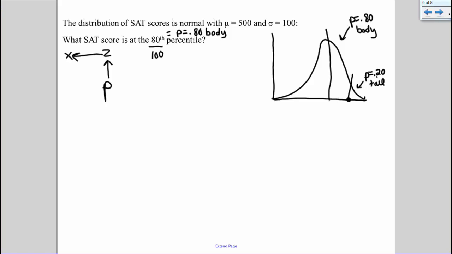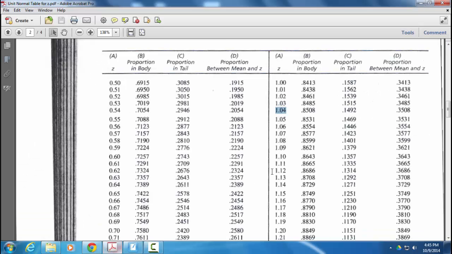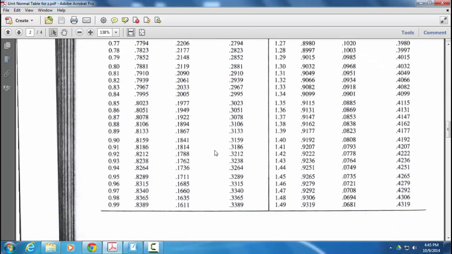So let's go ahead and look for it. Okay, proportion in the body, let's look for 0.80. This one's just above 0.80, this one's just below. This one is closer to 0.80 than this one. And if we're looking for 0.20 in the tail, this one's just below, this one's just above, and this one's also closer, right? These are both closer to the values of interest. 0.80 in the body, 0.20 in the tail.